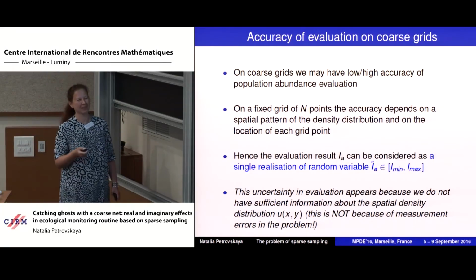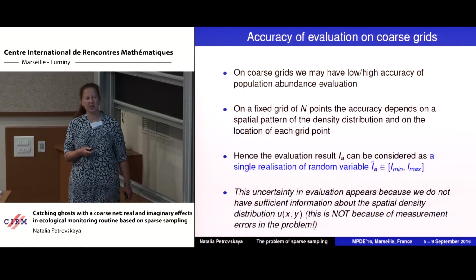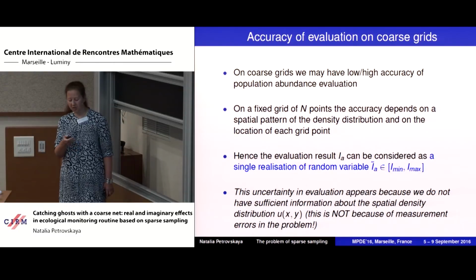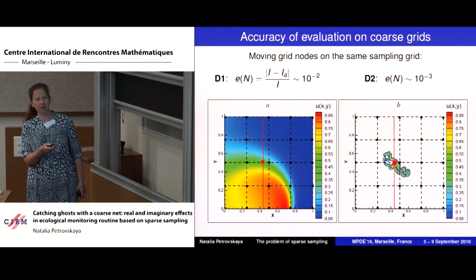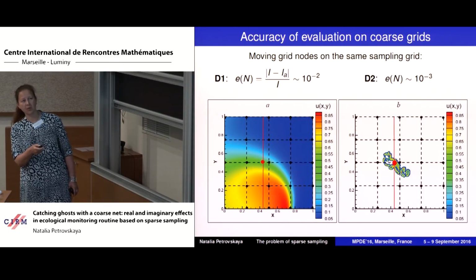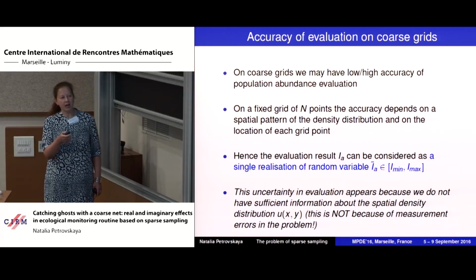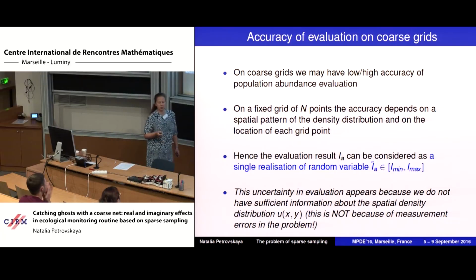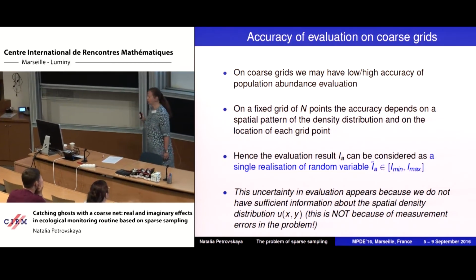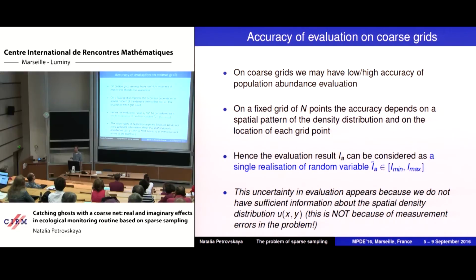What I want to say here, because sometimes people get confused, this uncertainty appears because we don't have sufficient information about the density function. Okay, so that is because actually we have this coarse grid, okay, and we don't know where this spot of non-zero density is located. It has nothing to do with the measurement errors. Our assumption is that we do have exact, accurate values of the density function, but we don't have a sufficient number of them. So we don't have sufficient information about the density function.